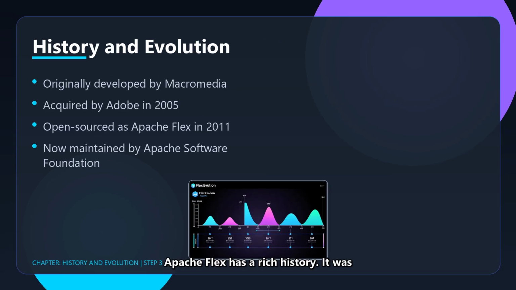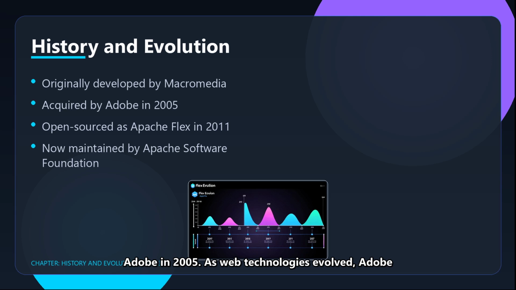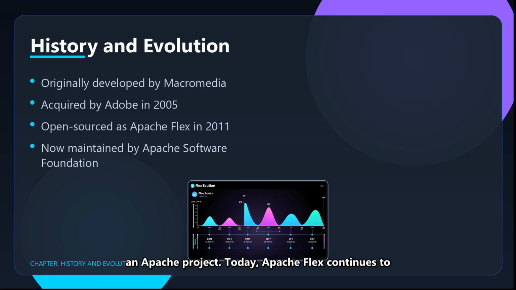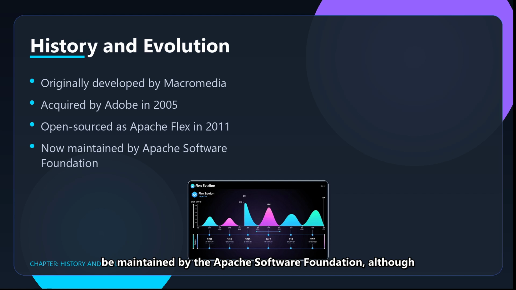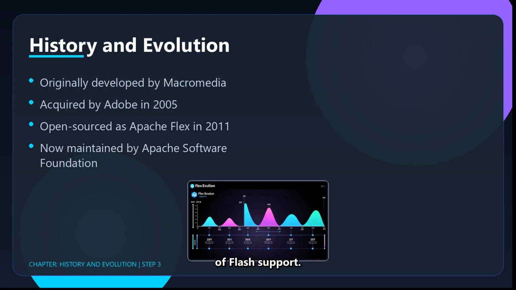Apache Flex has a rich history. It was originally developed by Macromedia and later acquired by Adobe in 2005. As web technologies evolved, Adobe open-sourced the framework in 2011, and it became an Apache project. Today, Apache Flex continues to be maintained by the Apache Software Foundation, although its usage has declined due to the end of Flash support.